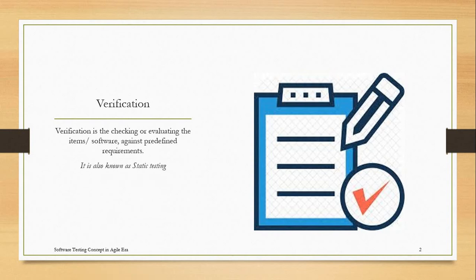This is also known as static testing. In static testing, you are not executing anything, you are just verifying it, or just cross-checking it, right? So if somebody asks you to define it in a single line, this is the best line for verification: are we building the system right? This is the single line definition of verification.